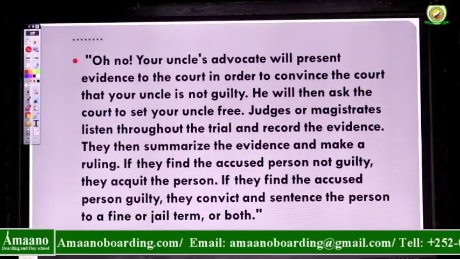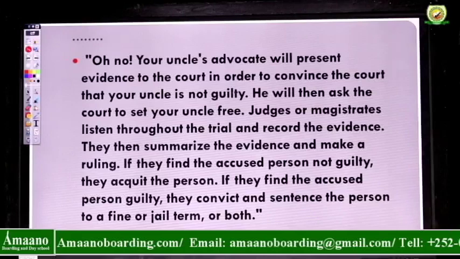Your uncle's advocate will present evidence to the court in order to convince the court that your uncle is not guilty. He will then ask the court to set your uncle free. Judges or magistrates listen throughout the trials and record the evidence. They then summarize the evidence and make a ruling.